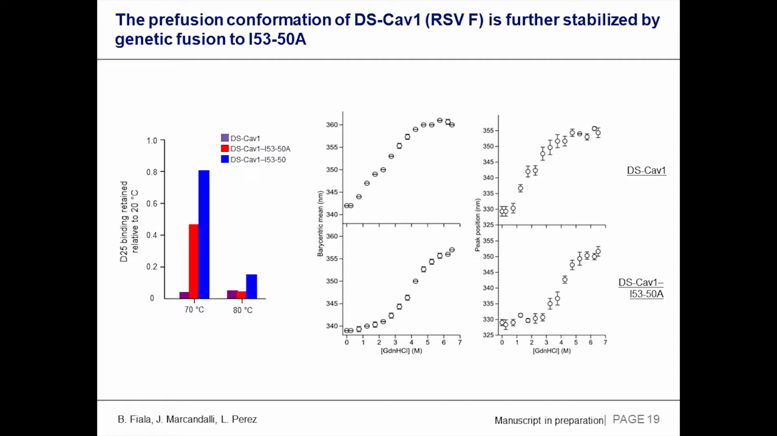And what we found is that the stability of the prefusion conformation is actually further enhanced when it's genetically fused to our nanoparticle subunit. And again, this subunit happens to be one of those that's from a thermophilic organism, so it's extremely stable. So if you look at the retention of binding by prefusion-specific monoclonal antibodies after incubation at elevated temperature, what you can see is that DS-Cav1, just the trimeric antigen on its own, dies after an hour at 70 degrees Celsius. You lose all binding of this prefusion-specific antibody.